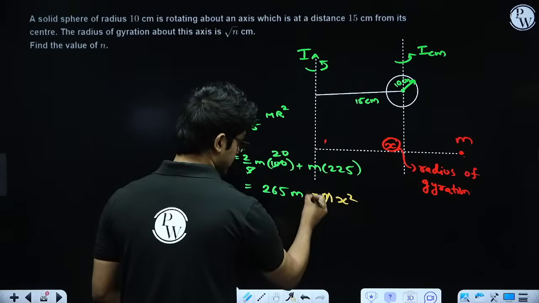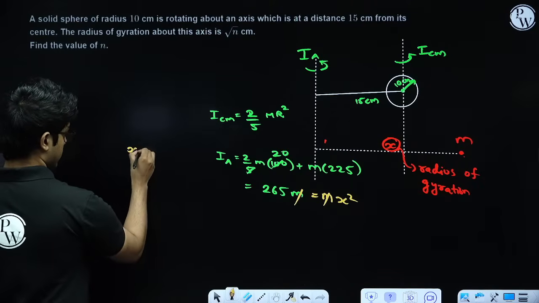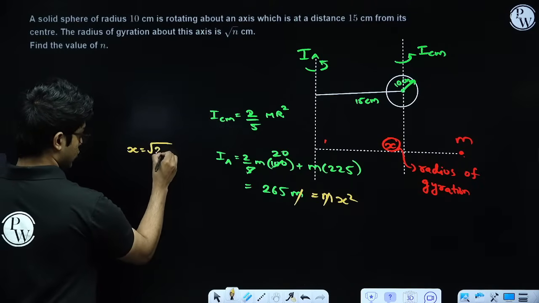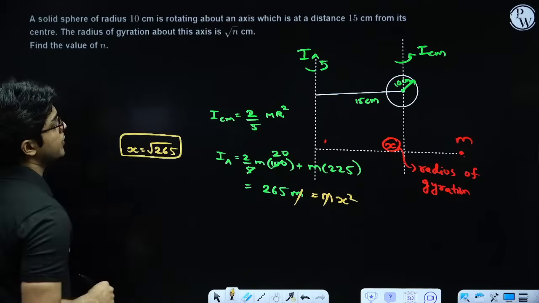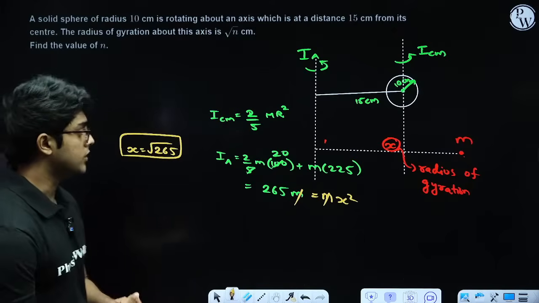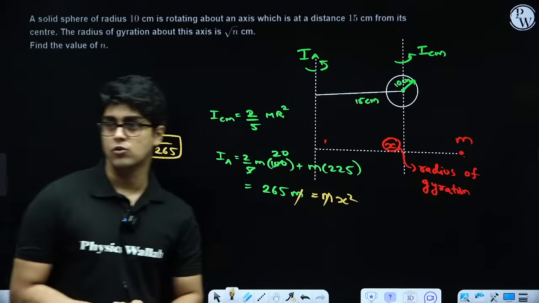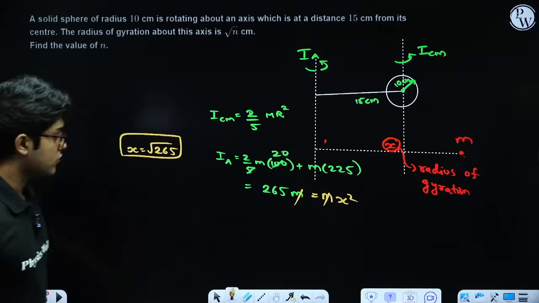So now we cancel these two, and the value of x turns out to be square root of 265. This is our radius of gyration. So the value of n will be 265 in this question. Okay, so that is the radius of gyration problem. Yeah, so let's move on.